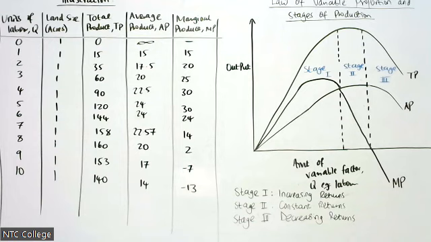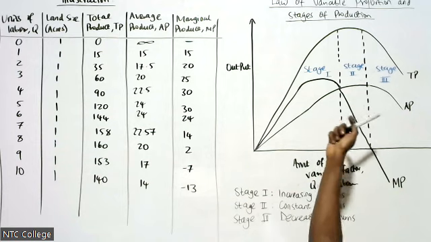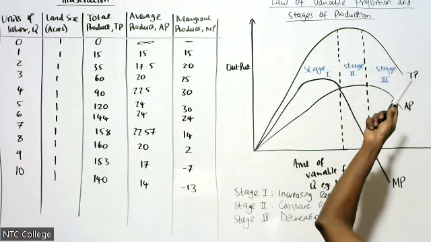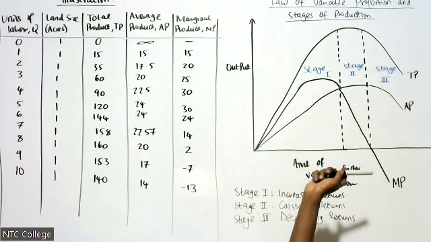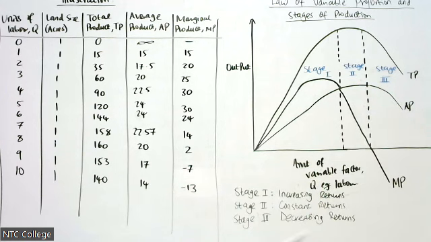So let's explain the last stage, that is the stage of decreasing returns. You'll say that as the units of labor are increased further, TP (total product), AP, and MP will all be falling. All of them are actually falling.